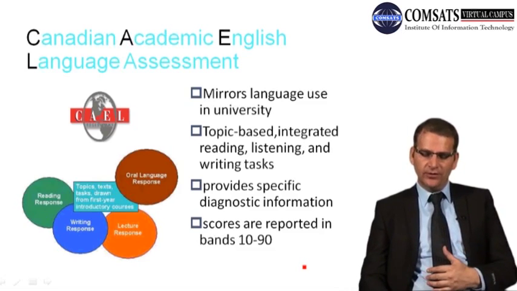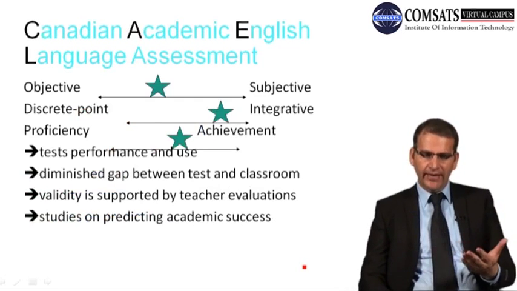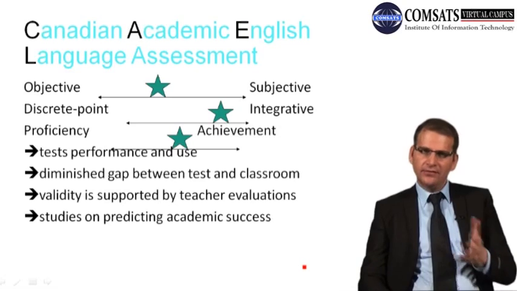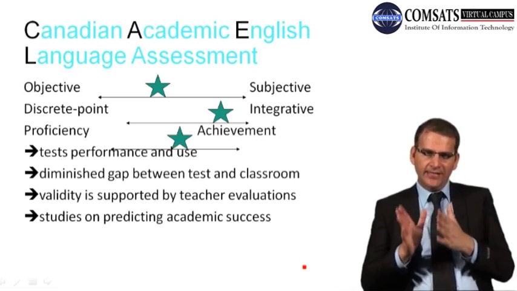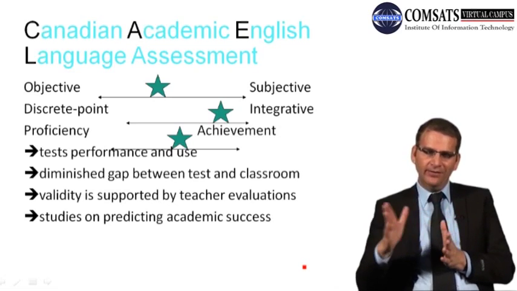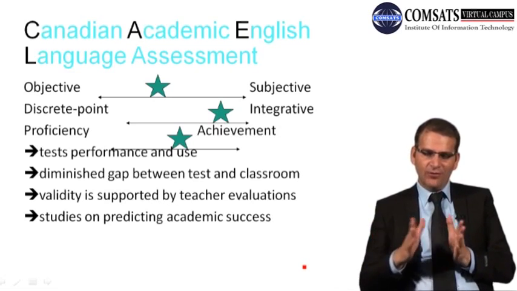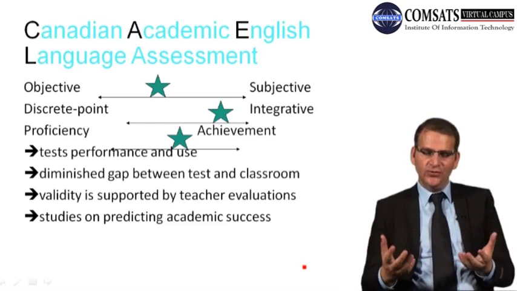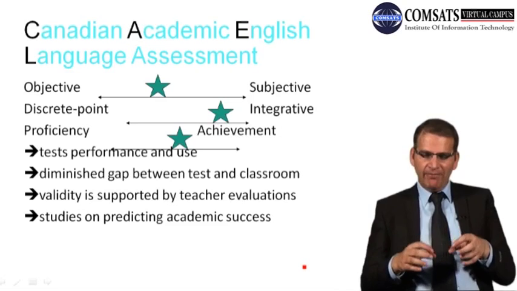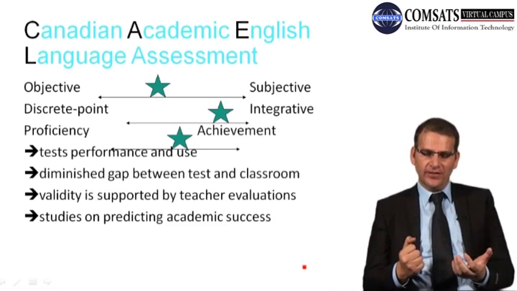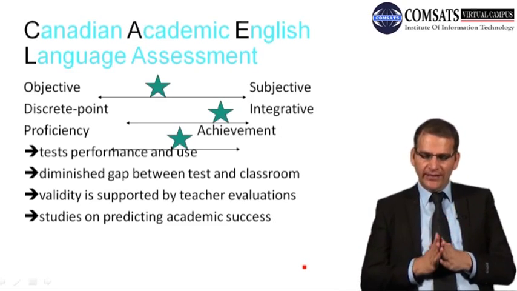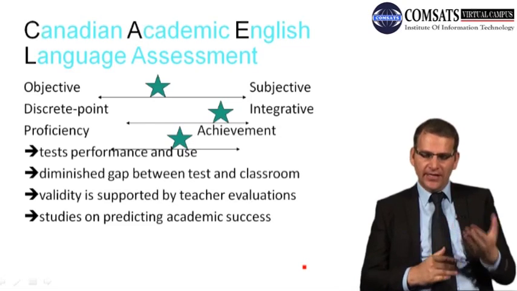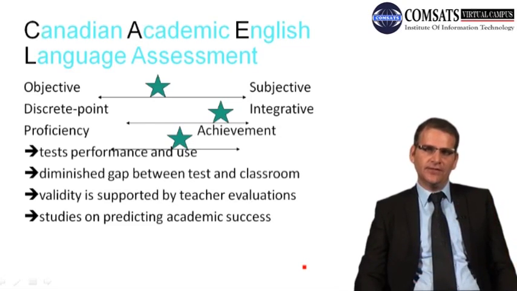You can have a look at this model. Here again, what are the ways? Objective, subjective, right? See, objective and subjective. Then discrete point, more integrative. Then proficiency, more on achievement. Test performance and use, right? Diminished gap between test and classroom, in fact. Validity is supported by teacher evaluation and studies on predicting academic success.